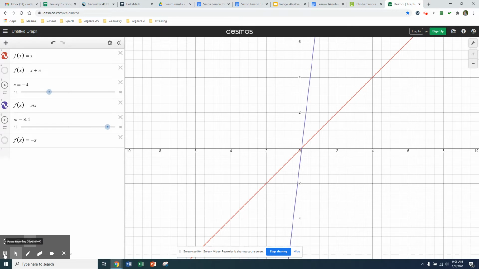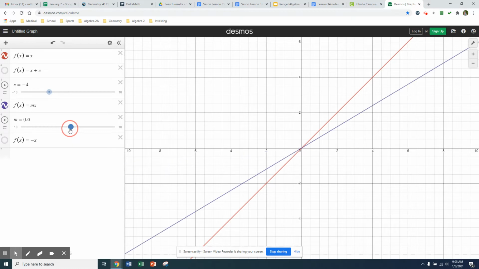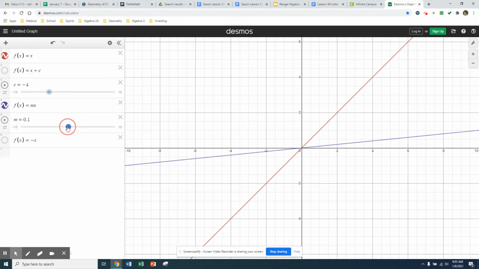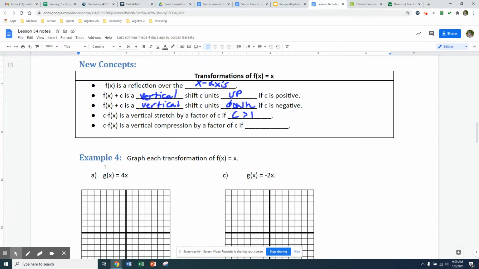Secondly, what happens if we get below 1? Right here, I'm now at 1, so I'm back to the parent function. If I get below 1, we start to see our line flatten out. We can go all the way down to 0.1, and there we see our line flattening. When my line is flattening out, that's called a compression. A compression happens anytime my value for c is between 0 and 1. And just remember, anytime it goes into the negatives, that's going to flip us to the other side of the x-axis.